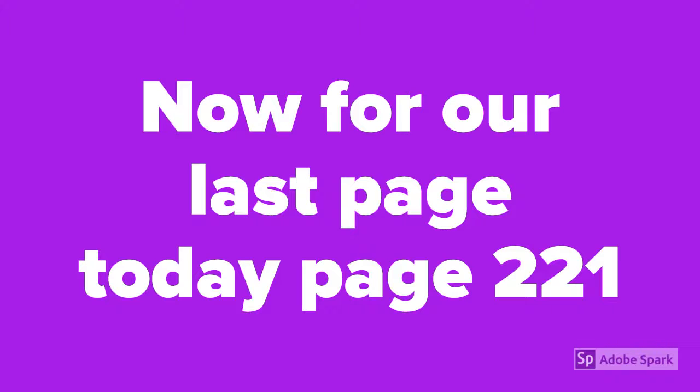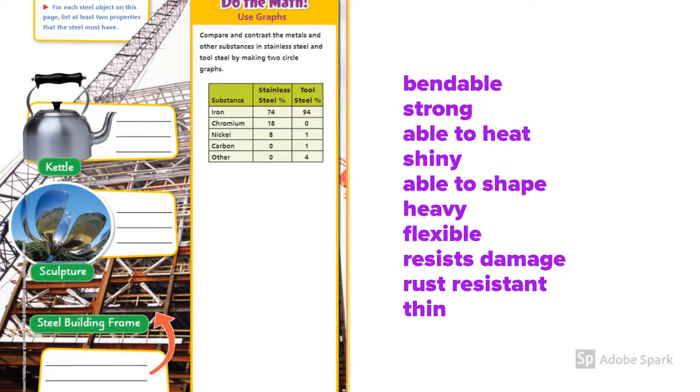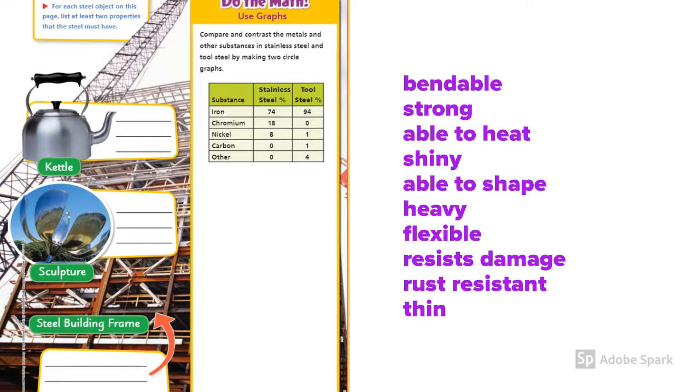All right, for our last page today, we're looking back in our book to page 221. For each steel object on this page, list at least 2 properties that the steel must have. So if you look at the part on the right, you can see the properties are listed that you have to choose from. Is it bendable, strong, able to be heated, shiny, able to put into different shapes, heavy, flexible, resists damage, rust resistant, or thin?